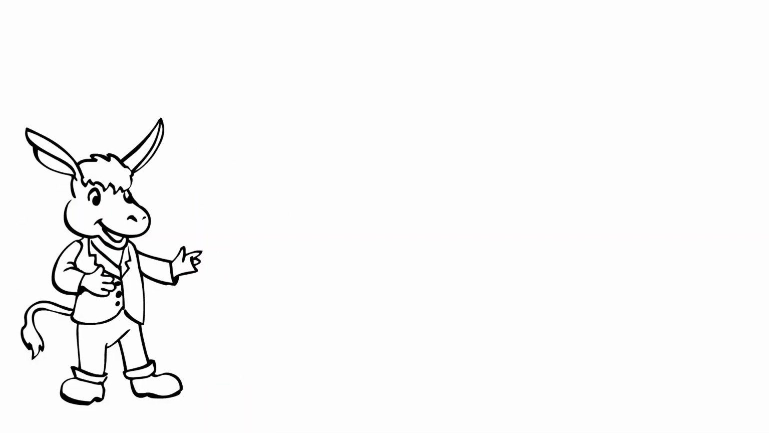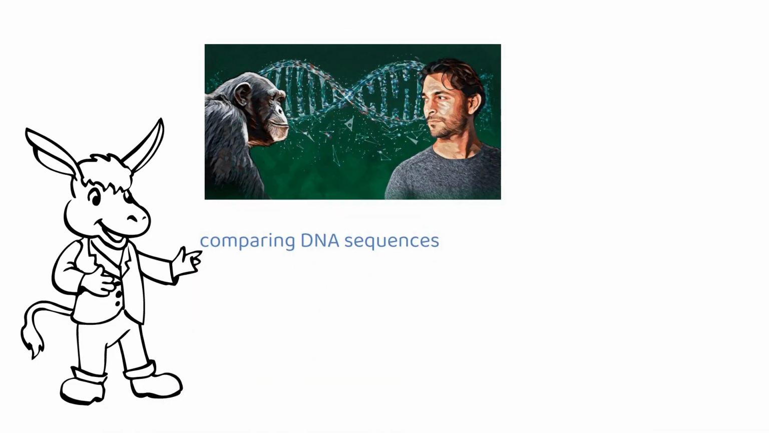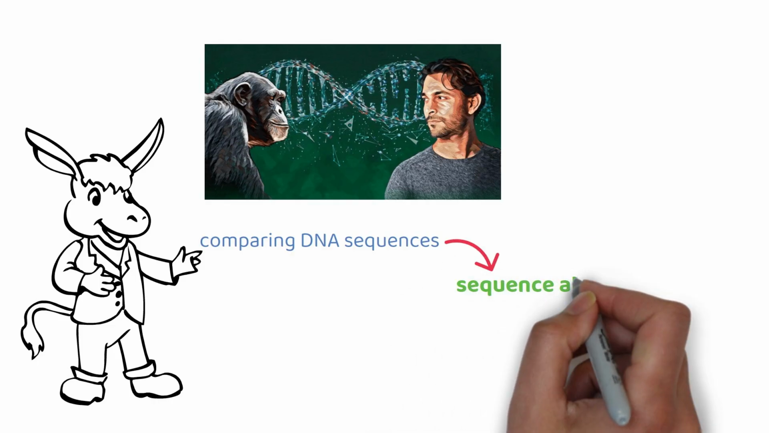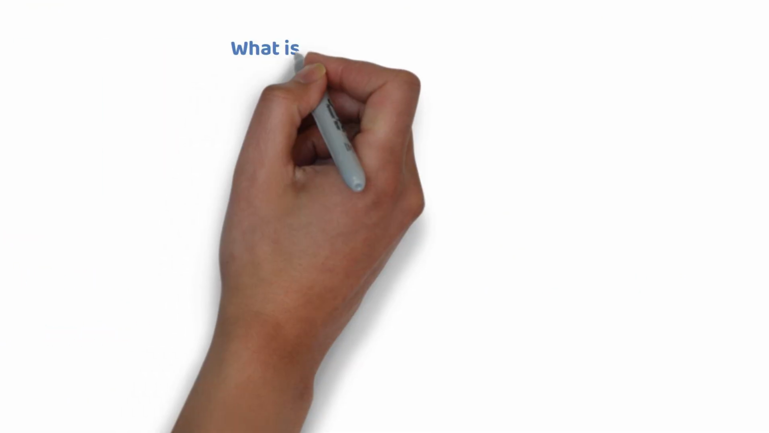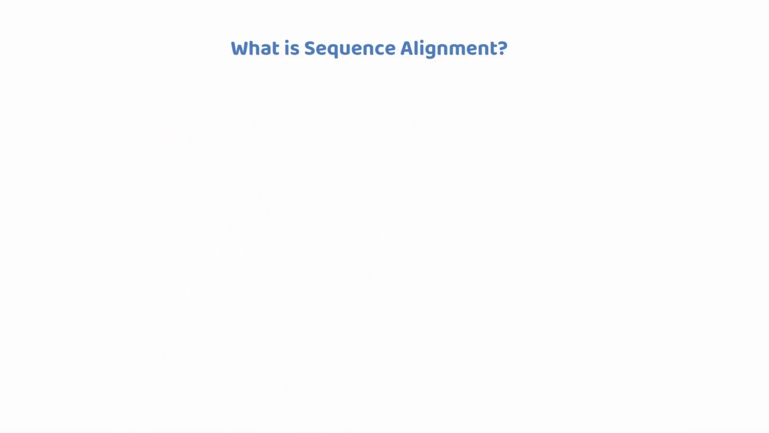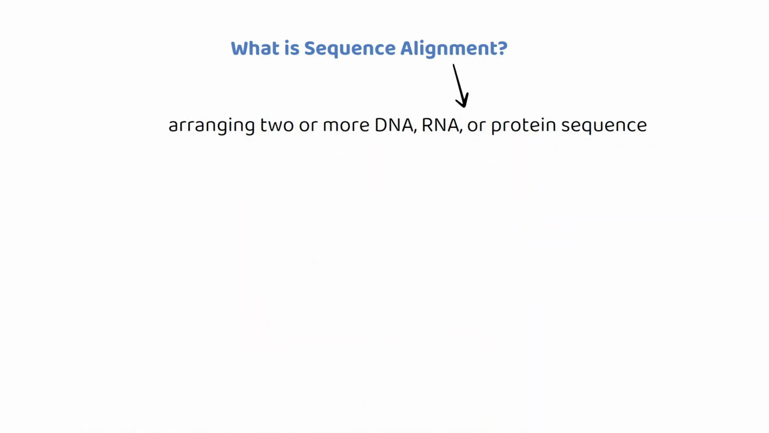Did you know that by simply comparing DNA sequences, scientists can trace evolution, predict protein functions, and even discover disease-causing mutations? This process is called sequence alignment, and it's one of the core techniques in bioinformatics. What is sequence alignment? Sequence alignment means arranging two or more DNA, RNA, or protein sequences in a way that highlights similarities and differences. These similarities tell us about gene function and evolutionary relationships.